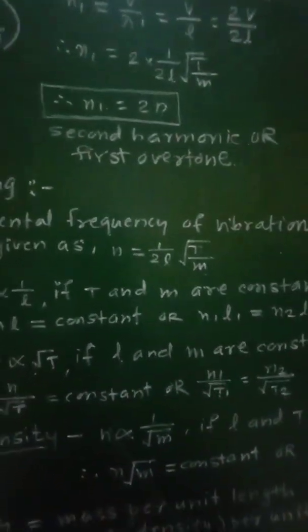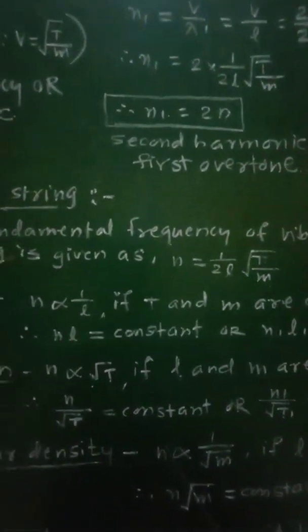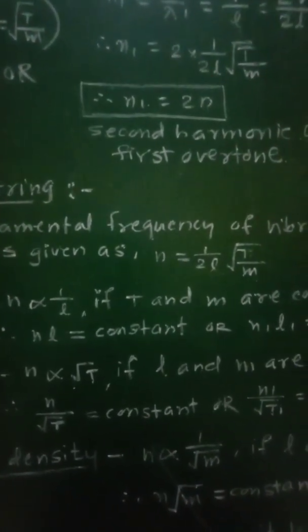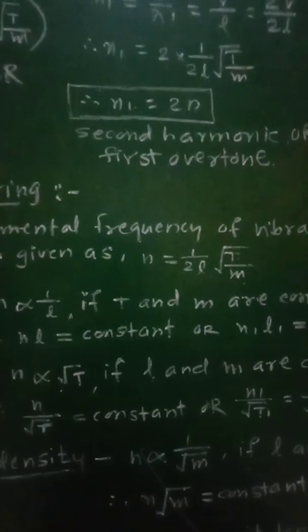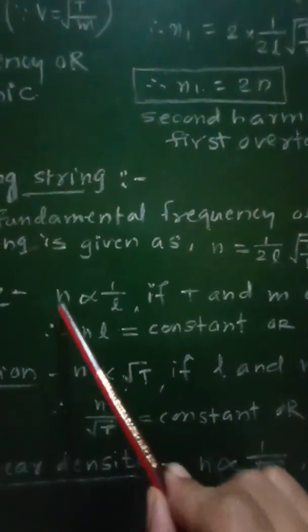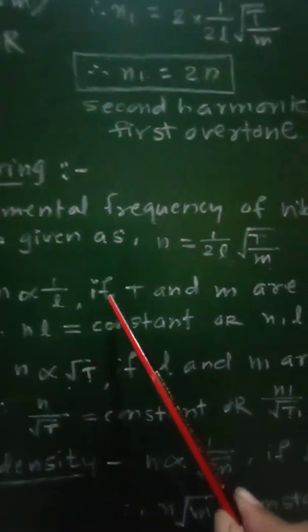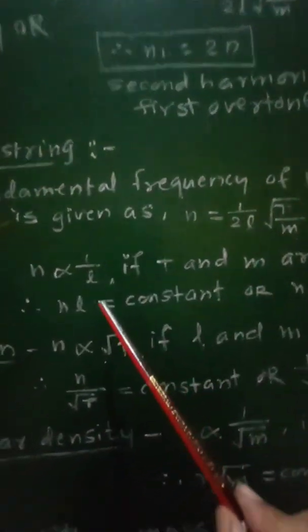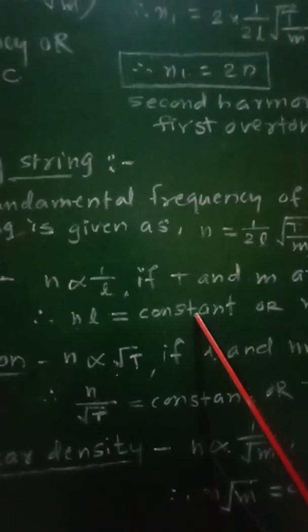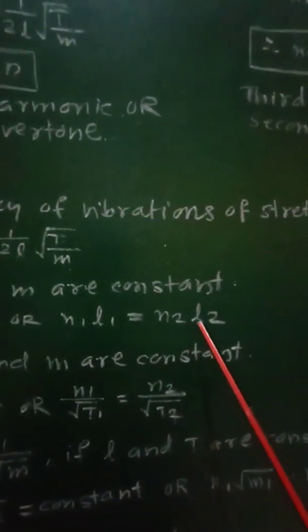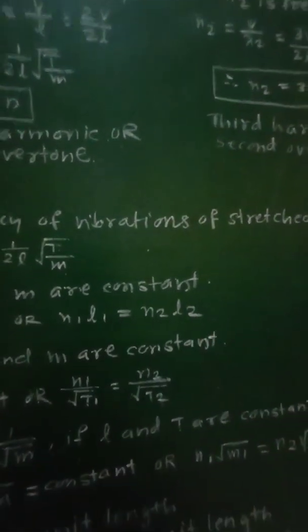So this law will be stated as the fundamental frequency of vibrating string is inversely proportional to vibrating length of the string if tension T and mass per unit length M are constant. And therefore we can write n proportional to 1 by L, that is n is inversely proportional to L if T and M are constant. And therefore from this we can write NL equal to constant, or N1 L1 must be equal to N2 L2.